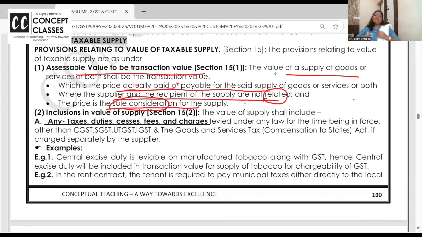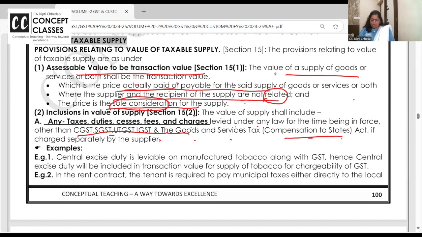Now, included in this are all the taxes, duties, cess, fees. In the transaction value, you will include all the taxes and duties other than GST. That is, if it is interstate, we will not include IGST; if it is within the state, not CGST and SGST. Other than GST, taxes and compensation cess, all the other taxes are to be included.